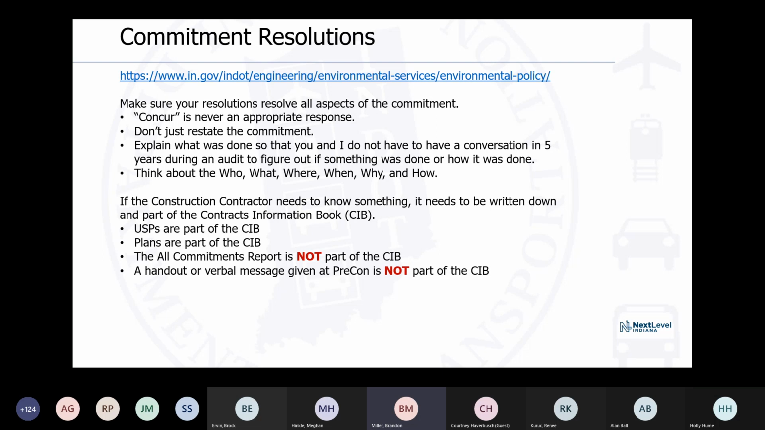Quick thing on commitment resolutions. This is more of an ECF thing, but we wanted to point it out because PMs or designers or even environmental personnel may be asked to assist in trying to do some of this. We wanted to make certain that we pointed it out because it seems to be consistent things that come up to us.